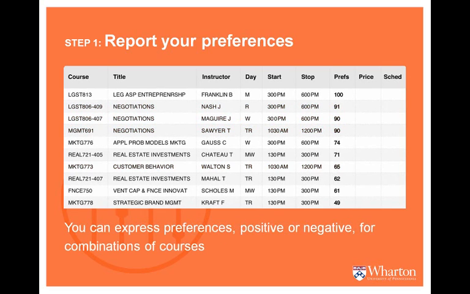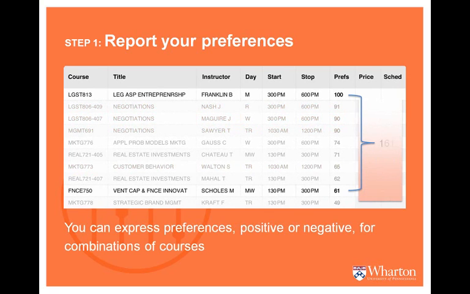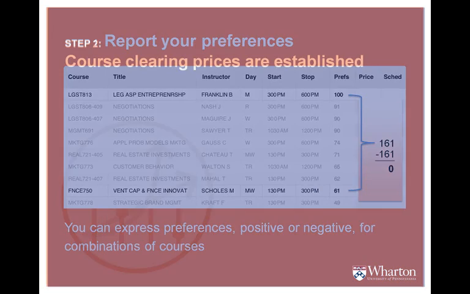CourseMatch also allows you to express preferences, positive or negative, for combinations of courses. For example, Lisa's most preferred course is Legal Aspects of Entrepreneurship, with 100 points. She also has a strong interest in the Venture Capital course, with a score of 61. But if she would really value taking both entrepreneurship courses, she could report that the combination is worth 250 points instead of 161. However, if she only wants one of those 2 courses, and never both, she can tell CourseMatch that the combination is worth 0.